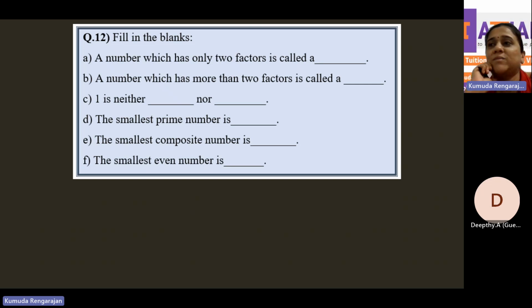The smallest prime number is 2. The smallest composite number is 4. The smallest even number is 0, no, 2. Yeah, you're right, 0 is also an even number. When you come to higher classes, we regard 0 also as an even number because it's divisible by 2.